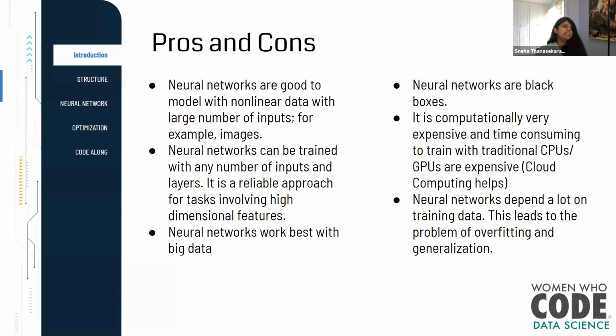For example, images. As you know, each pixel of an image becomes an input feature for a neural network. And neural networks can be trained with any number of inputs and layers. It is a reliable approach for tasks involving high dimensional features. And neural networks work best when there is a large amount of data.